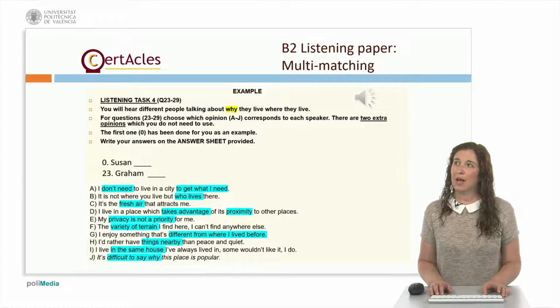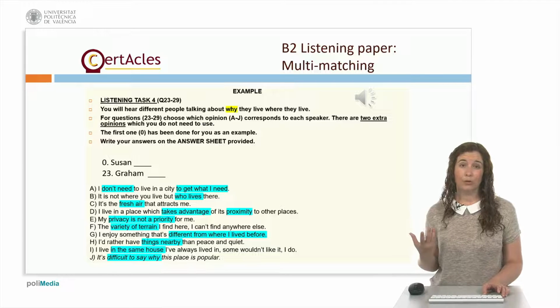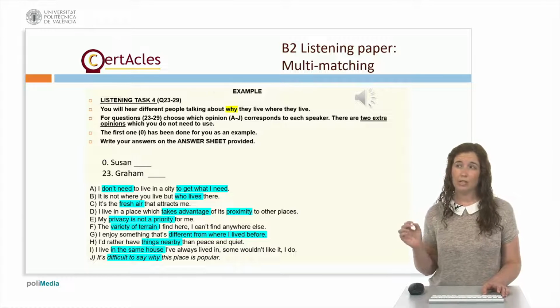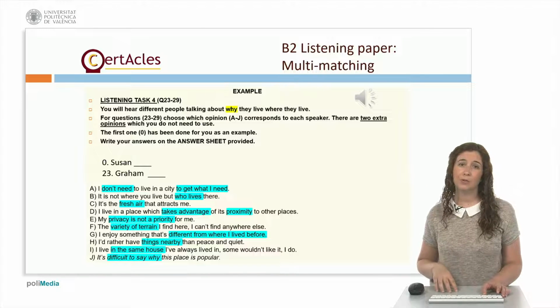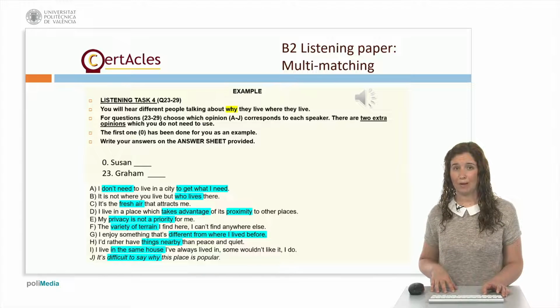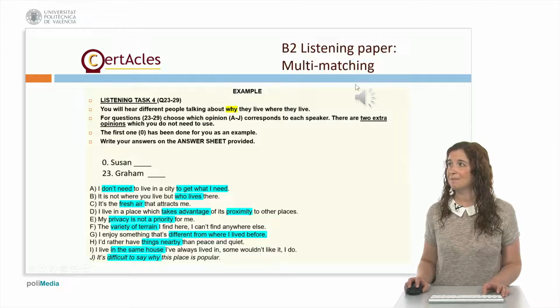So in this case, you have the listening task, and I'm going to play the first part of the recording. So we are going to try to identify which is the correct option, in this case from A to J, for Susan, who is the example, and Graham, who is speaker number 1, right? Are you ready?